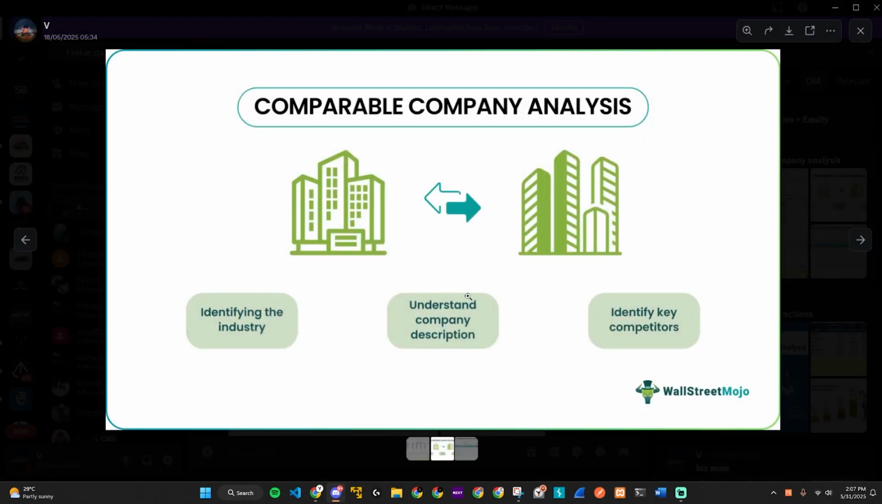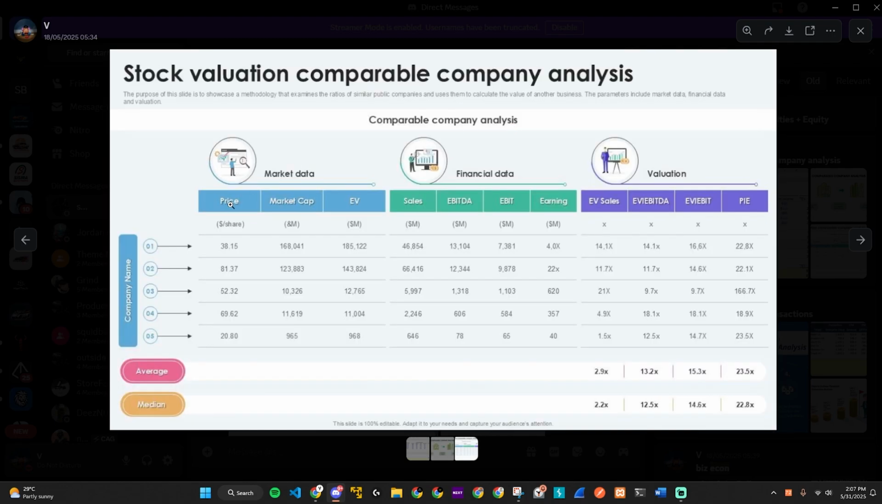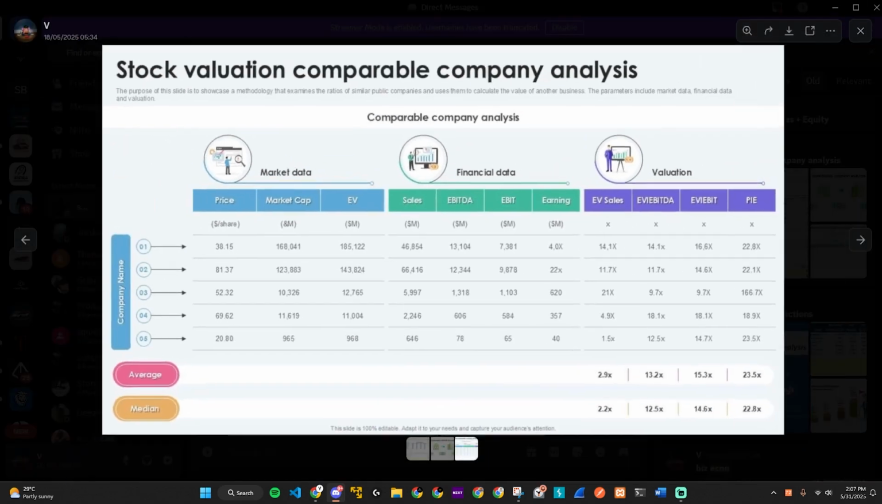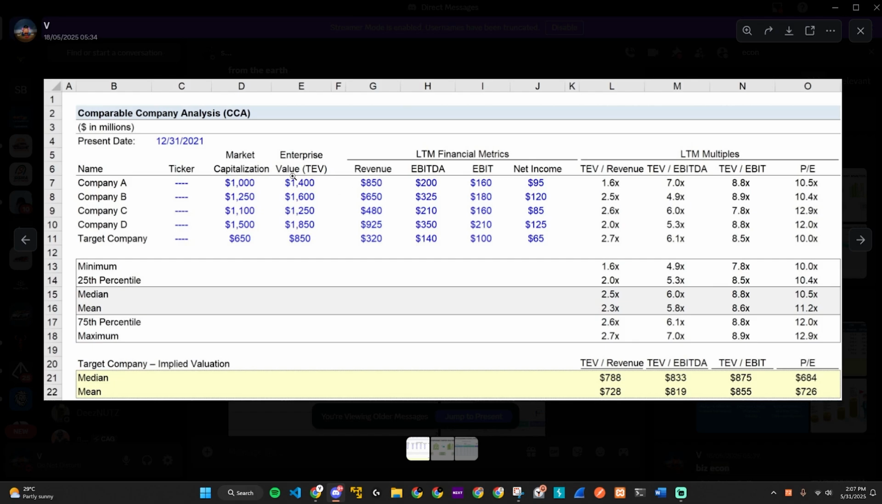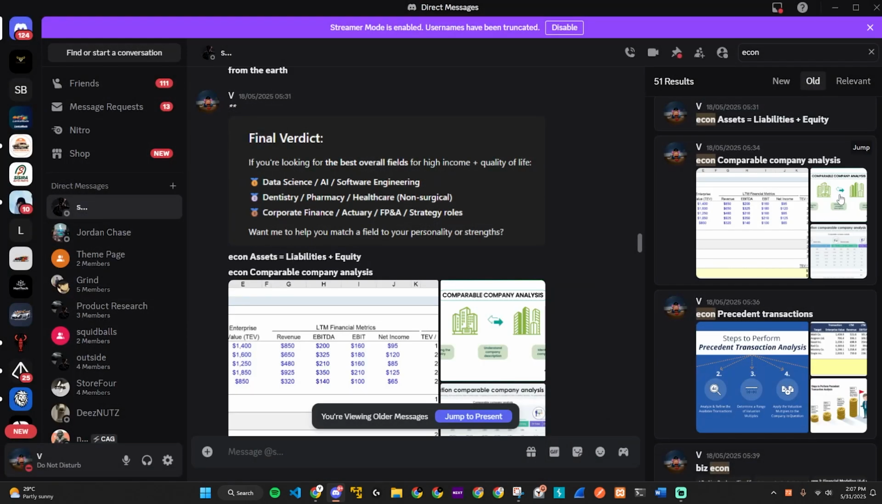So identify the industry, understand company description, and identify competitors, right? So that's comparing companies to acquire. And stock valuation, comparable company analysis. So you can see the market data, financial, and valuation. If you want to take a look at this, we have the different companies, as you can see, and this is, once again, the evaluation. So let's call it evaluation so it's easier. But it's the enterprise value, okay? So we'll call it evaluation, okay?